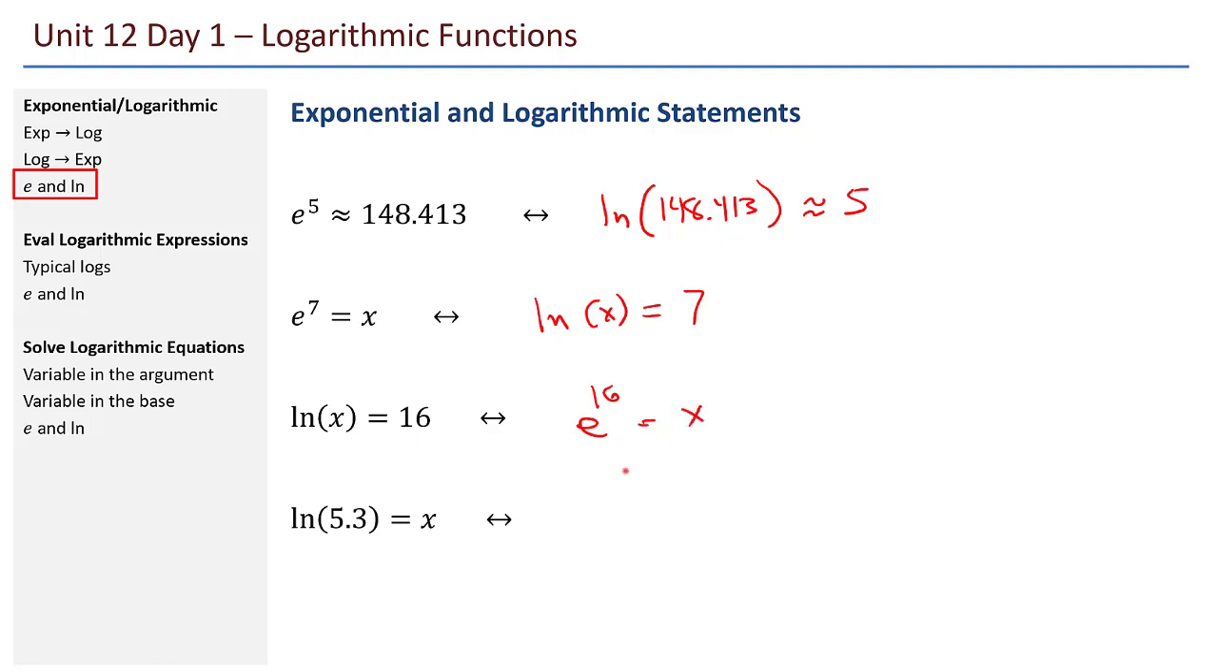And last one, again, I have natural log of 5.3 equals x, so I have a natural log function there, so the inverse function for natural log is e to the something. And what goes in? Previously 5.3 was the input, x was the output, so now x becomes the input here, and I get 5.3 as the output.